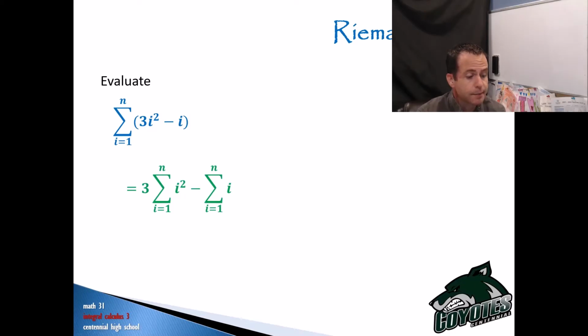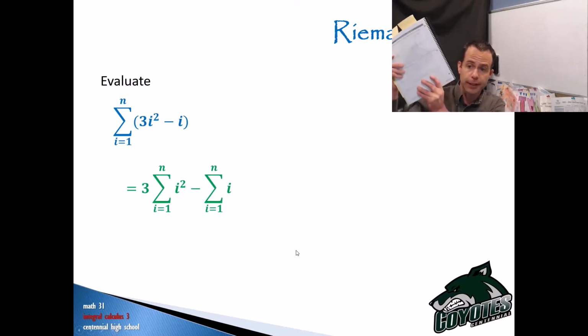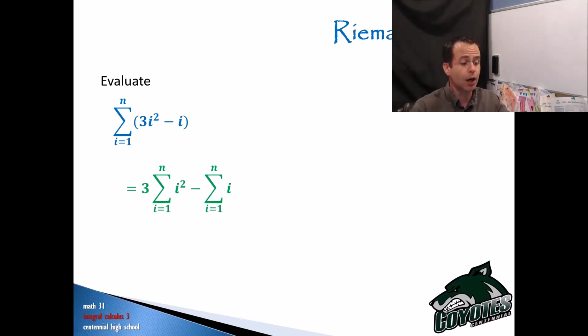I know that the summation of i squared becomes n times n plus 1 times 2n plus 1, all over 6. I have your book right here, and I'm just reading it off verbatim from the top. You don't have to memorize it, you just have to refer to it. So that becomes 3 times what I just said, and then the summation of i will be n times n plus 1 over 2.